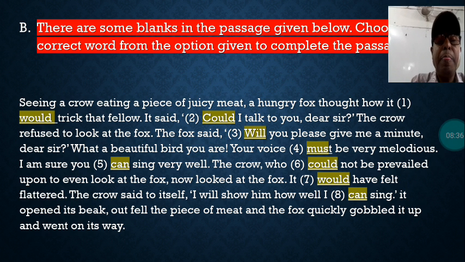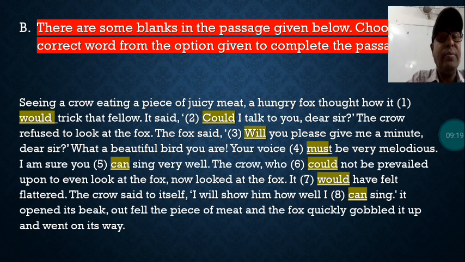And next, what a beautiful bird you are. Your voice must be very melodious. I am sure you sing very well. The crow, who could not be prevailed upon to even look at the fox, now looked at the fox. The crow would have felt flattered.